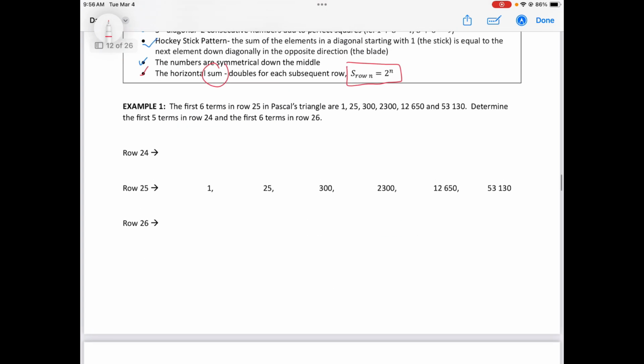So example 1: the first 6 terms in row 25 in Pascal's triangle are, and then I have them written below.